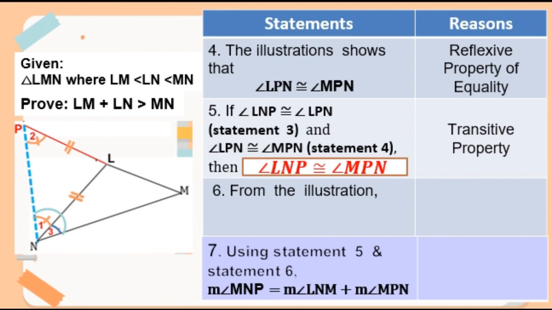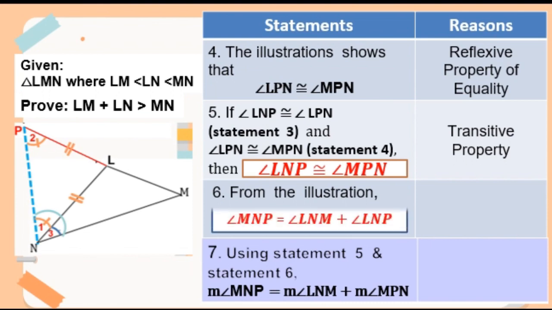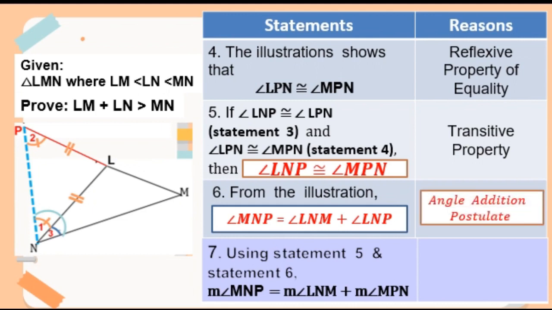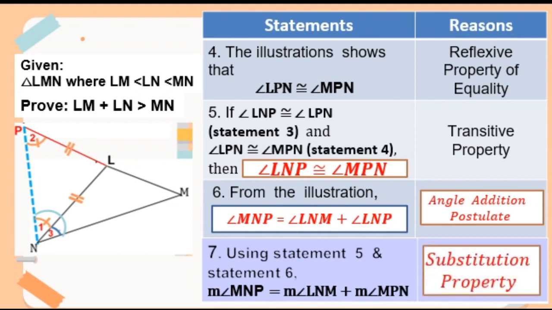For our sixth statement, from the illustration, angle MNP, this angle, is equal to angle LNM plus angle LNP, these two angles. The reason is the angle addition postulate. And using statement number 5 and statement number 6, the measure of angle MNP is equal to the measure of angle LNM plus the measure of angle MPN. And the reason is substitution property.